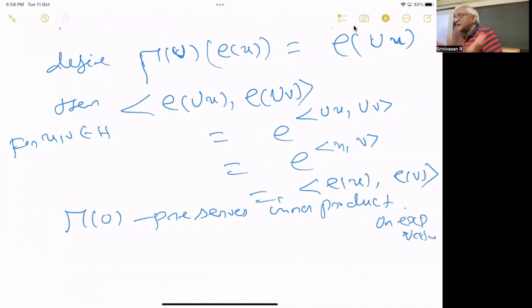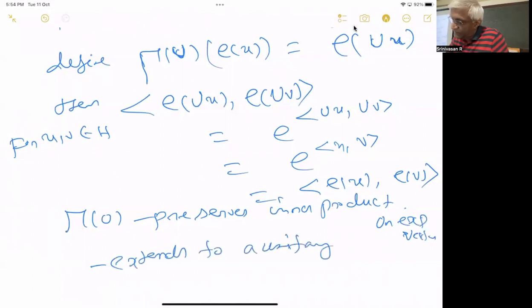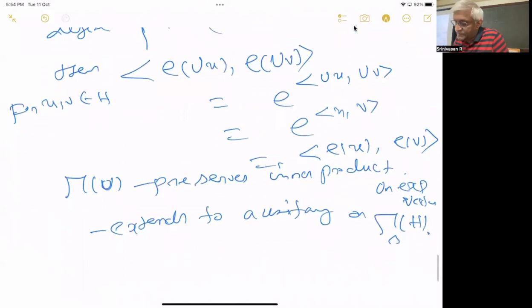But exponential vectors are linearly independent. That's not needed for unitary operators. It's a total set, so this implies it extends to a unitary on gamma S of H. This is what is called the second quantization of U, which I have written here already.